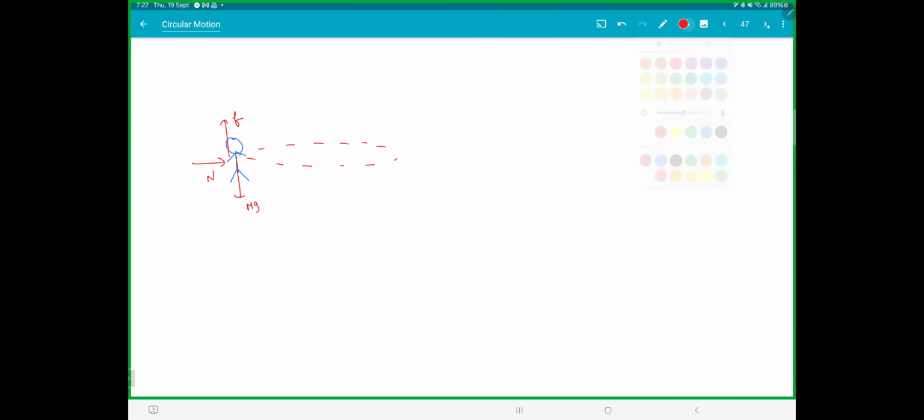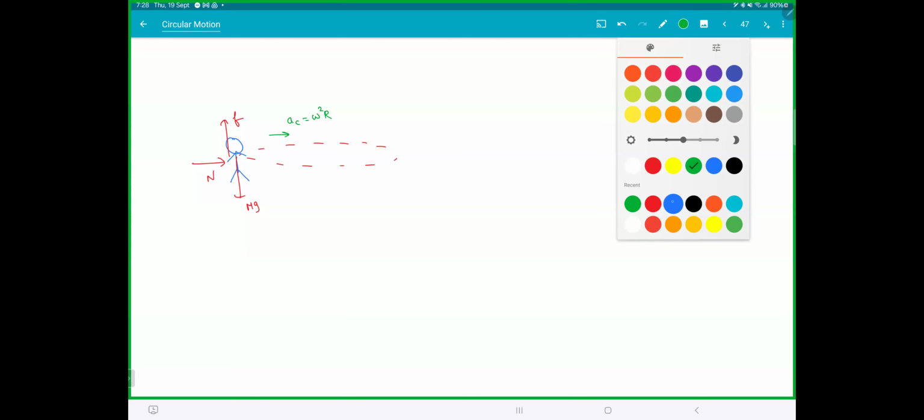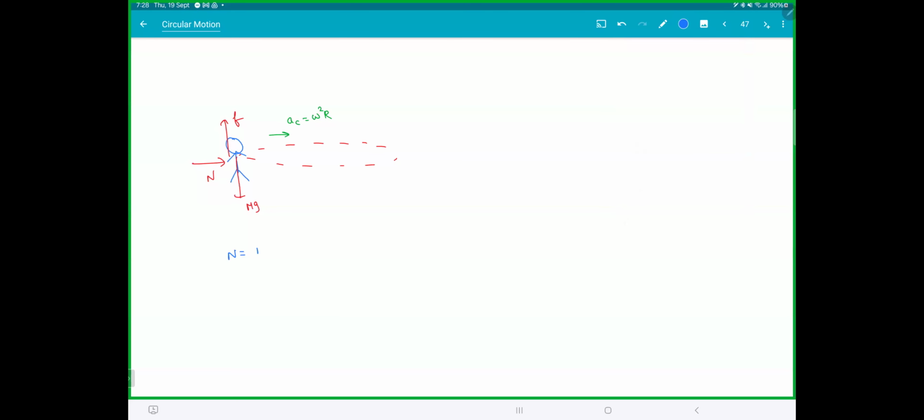Since you go in a circle, there will be a centripetal acceleration, a_c, which is omega square r. So normal reaction is m omega square r. So who is the centripetal force here? Normal reaction. So here N is the centripetal force. And be careful, don't write N is equal to mg every time. And then friction is equal to mg.